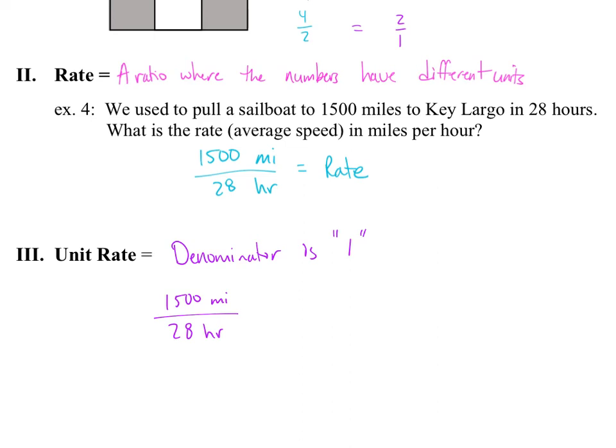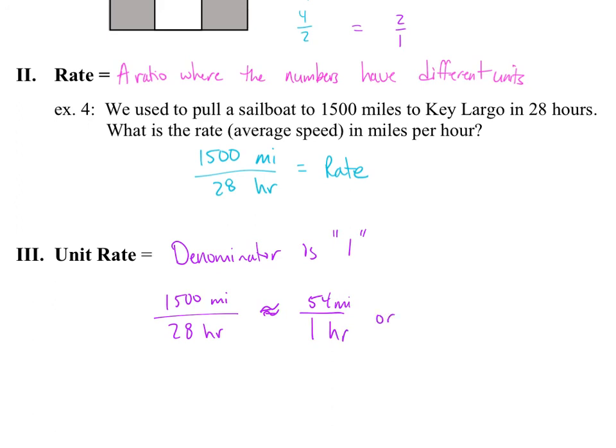So how do we get a unit rate? Grab your calculator and do 1,500 divided by 28. Just top number divided by bottom number. And we're going to round it here. 53.57. Okay, I got 53.57, so let's round it to the nearest whole number. So 54 miles. And because we did the division, top divided by bottom, we're left with just 1 hour on the bottom.